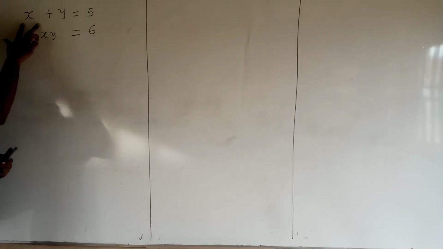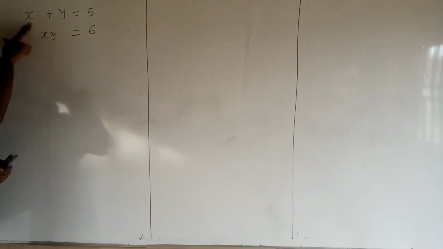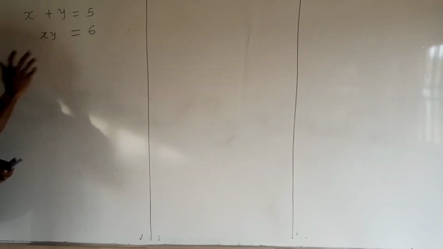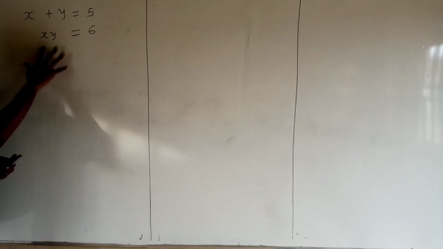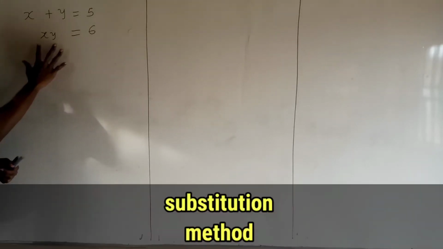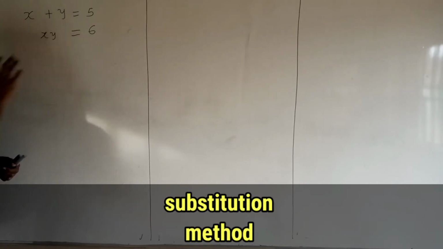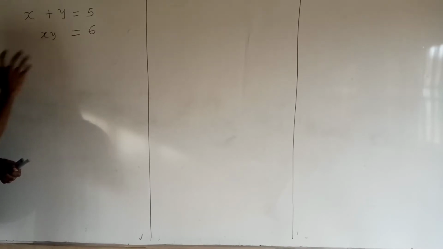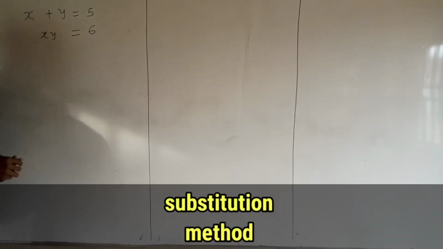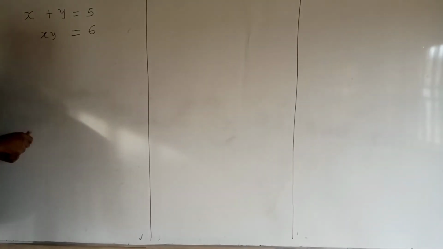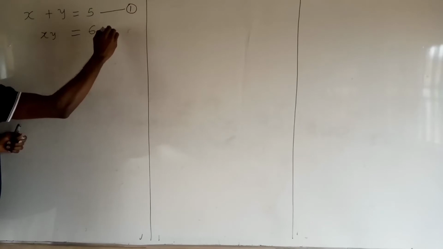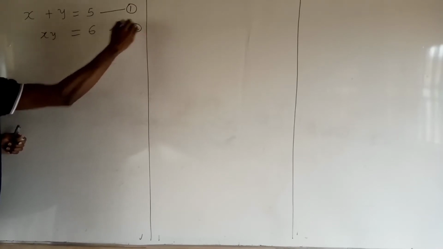Now, if you see equation 1, the variables are distinctively separated, but in this other equation, the variables are not separated like that. So it will be very easy for us to solve this problem by the substitution method. So the first thing I will do is to name these equations. I will name this one equation 1 and this one equation 2.